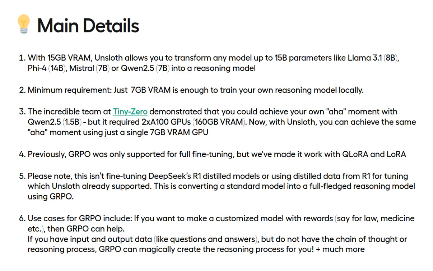Take, for instance, the Tiny Zero project, which used the Qwen 2.5 model and needed two A100 GPUs with a combined 160 GB of VRAM. In stark contrast, Unsloth democratizes AI development. It empowers individuals and smaller organizations to actively participate in this rapidly advancing field.